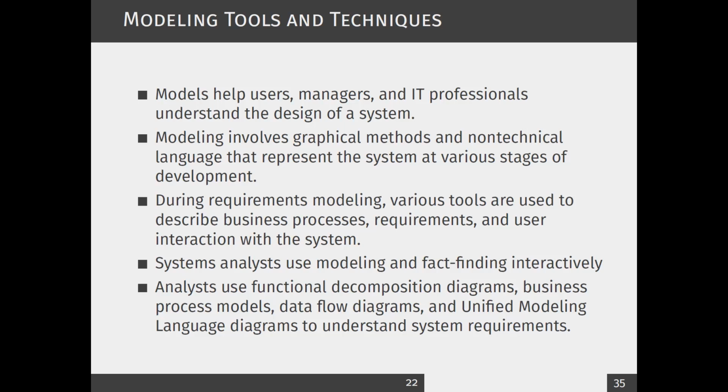So we can use different tools, and using them, we can describe business processes, requirements, as well as user interaction. There are different techniques we can use. Functional decomposition diagrams, which I'm going to discuss now. Business process models, another one that I'm going to discuss. Data flow diagrams and UML will be discussed later in coming sessions. All these models can be used to understand the design of the system.